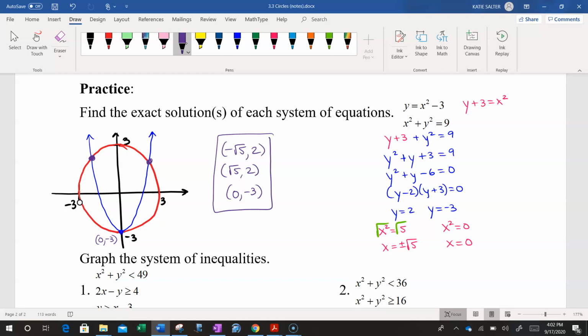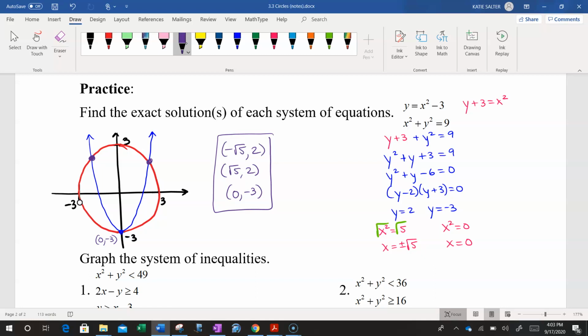Think about it. Sometimes when you do a parabola and a circle, you might only have 2 intersections. You could have only 1 intersection. We could have 4 intersections. We could have no intersections. So that's why I like to draw a sketch of the graph. It might not be perfect, but it gives me an idea of how many solutions we're looking for.